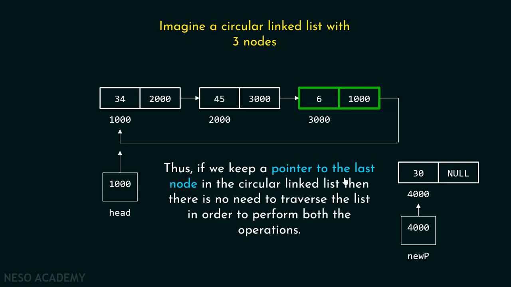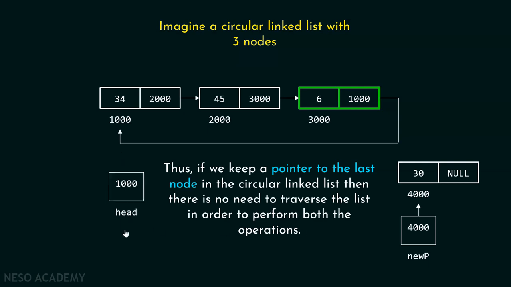Thus, if we keep a pointer to the last node in the circular linked list, then there is no need to traverse the list in order to perform both the operations. And you can always reach the first node from the last node as well, right? So there is no problem. Thus, we can keep a pointer to the last node instead of the first node because it eliminates the need of traversing the list, right?